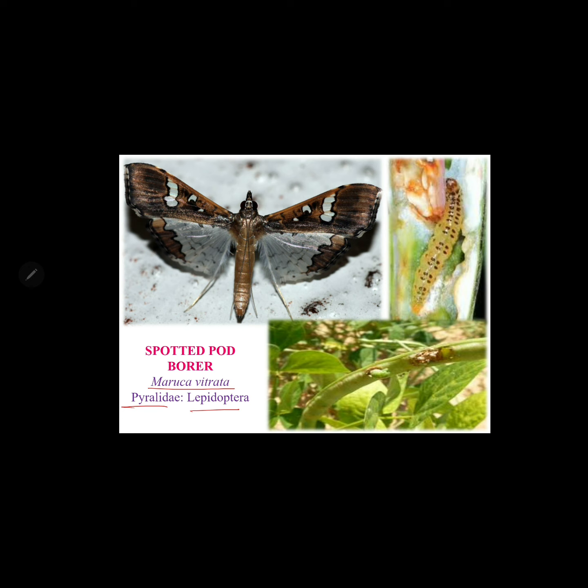Here we can see the moth is with dark brown forewings and having some white color spots which are clubbed, and some white color bands on the anterior margin.